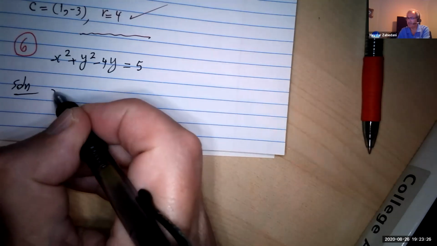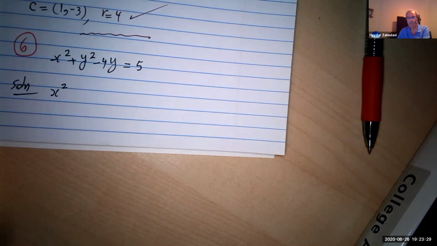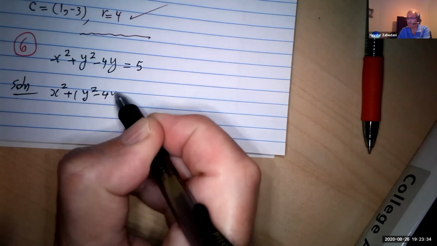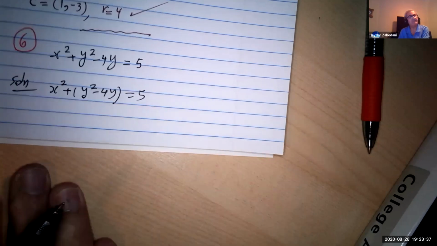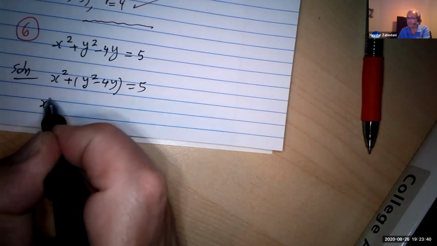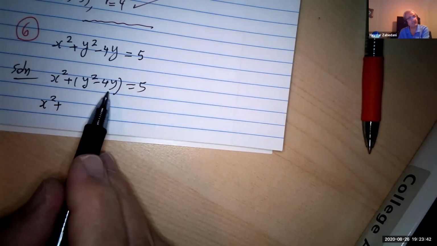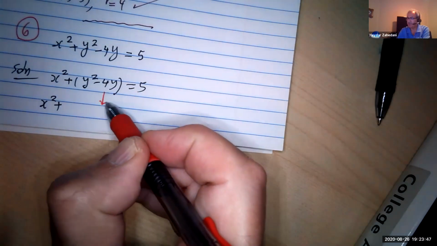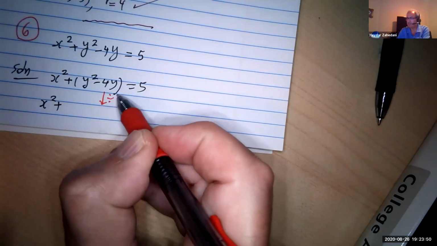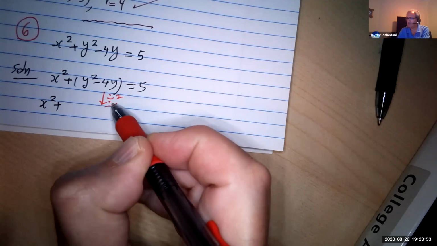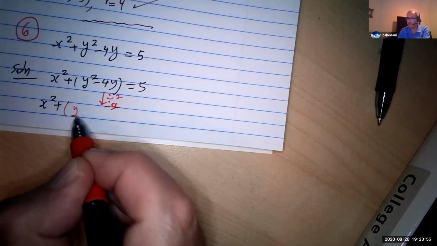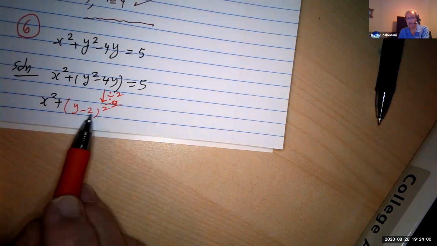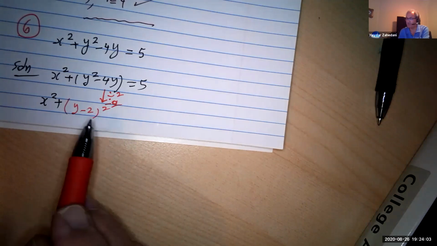You have only one x squared, you keep it. The y's, you group them together, it's going to be plus y squared minus 4y, and the number 5. You keep the x squared as is, but you have to make a complete square here. Now how are you going to do it? You divide the negative 4 by 2. That gives you negative 2. So it's going to be x squared plus y minus 2 squared. You see, when we get y minus 2 squared, it will be 4. You don't have the 4, so minus 4.